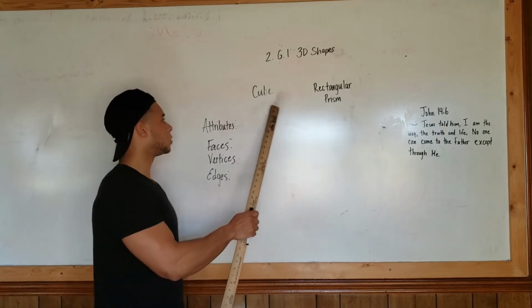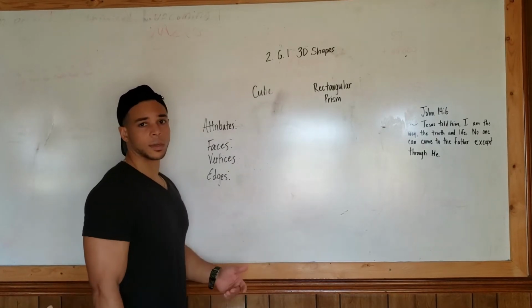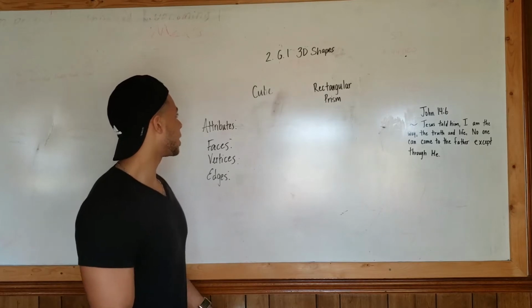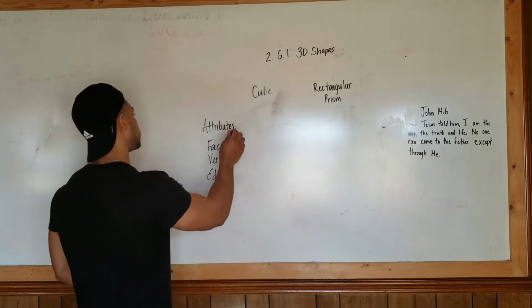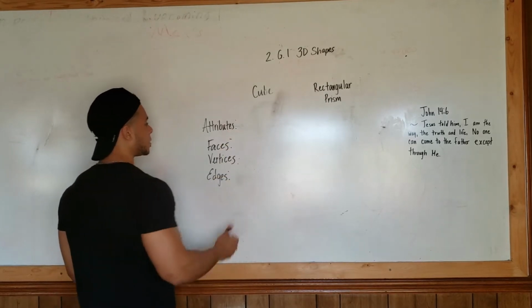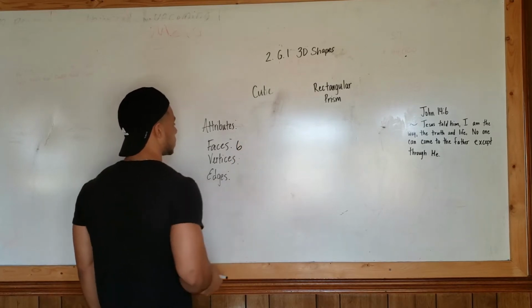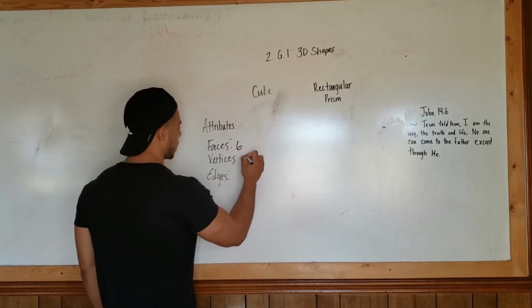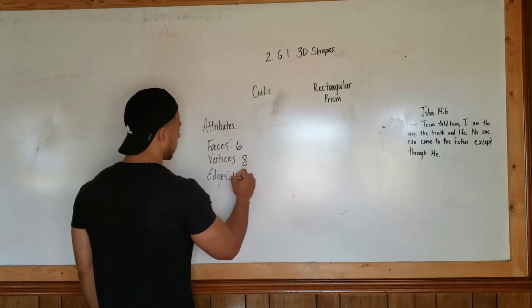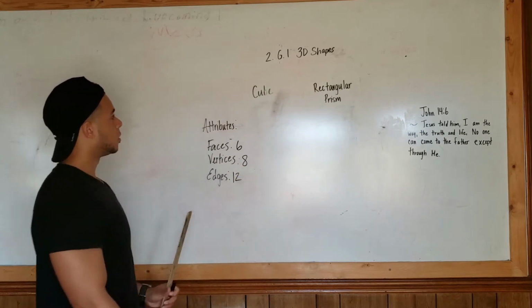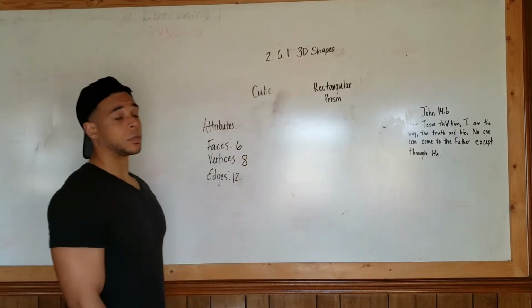So let's start off with your cube and your rectangular prism. You could call these shapes kin to each other. They have the same attributes. They have the same number of faces with 6. They have the same number of vertices with 8. And they also have the same number of edges with 12. So let's go ahead and get into drawing your cube.